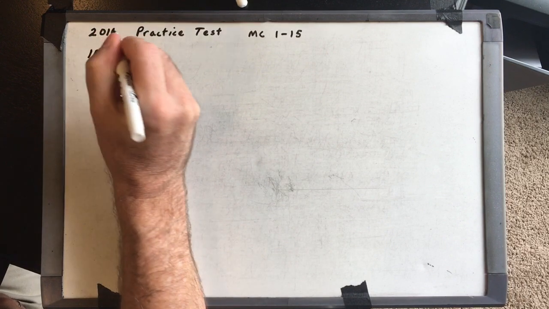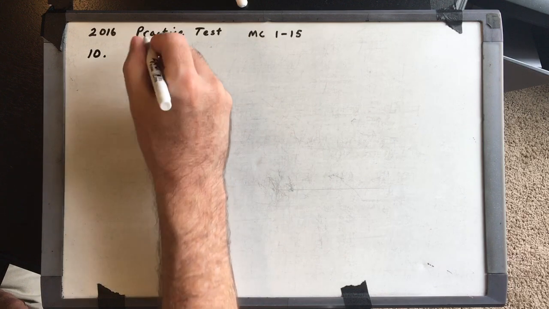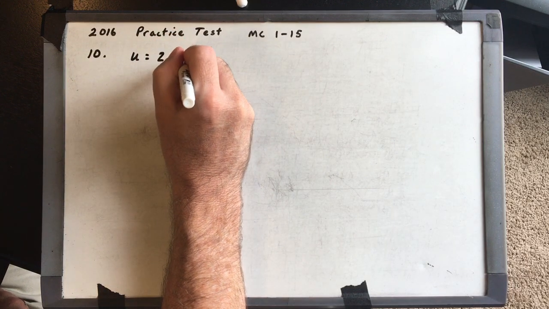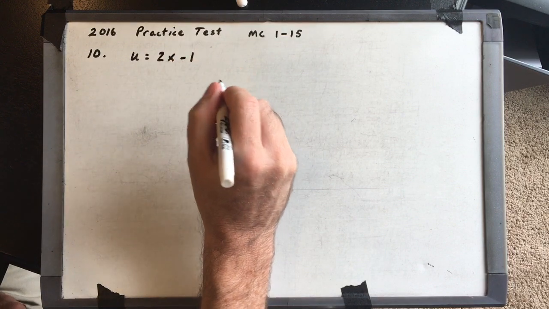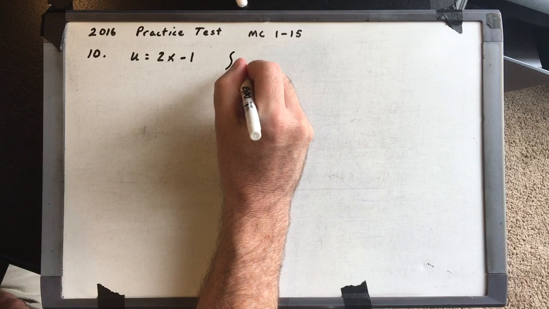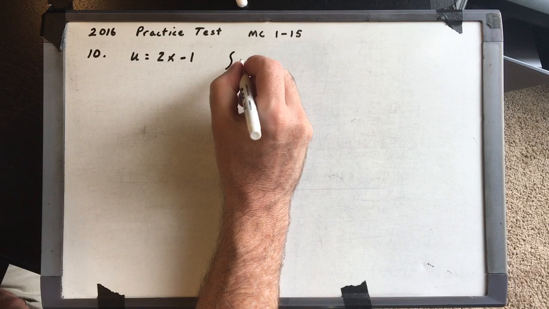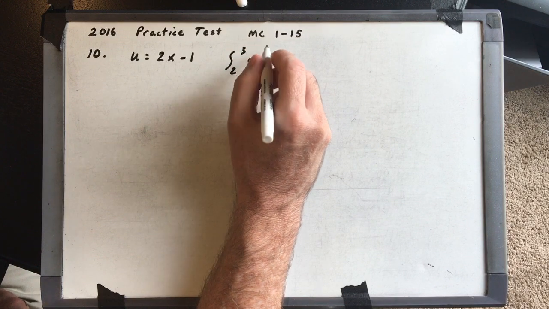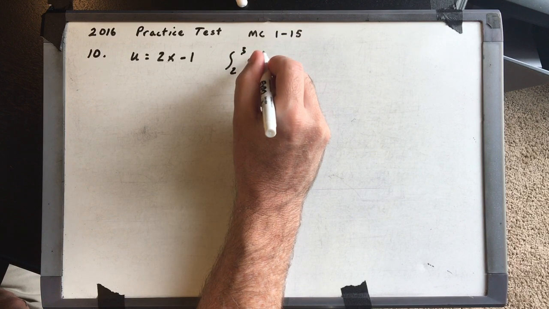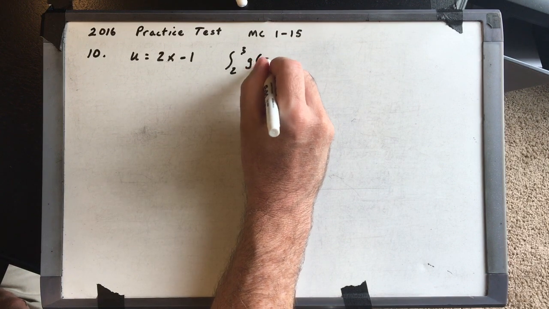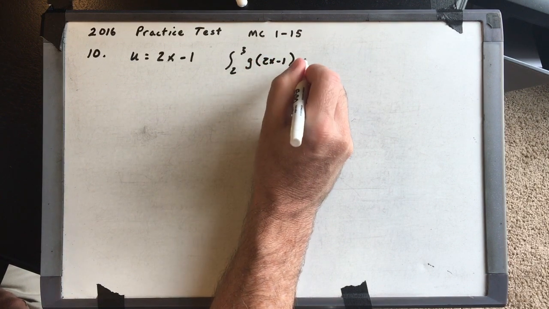So here's number 10. We have a U-substitution. This one's a little different than the U-substitutions we did in class. I'm going to go ahead and work it for you. I kind of feel like one won't be like this on the test. But we want to know what G of something is equal to. What is G of 2x minus 1 equivalent to?